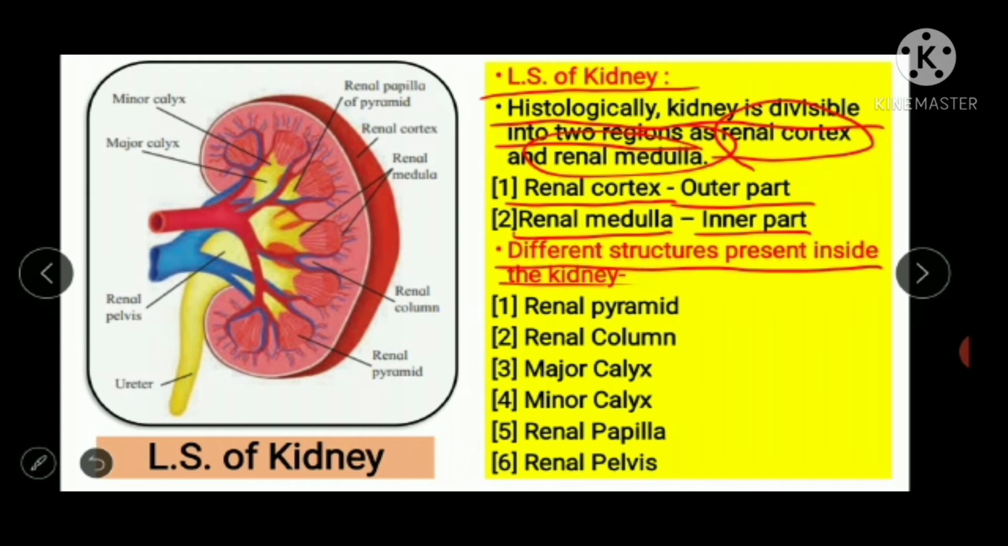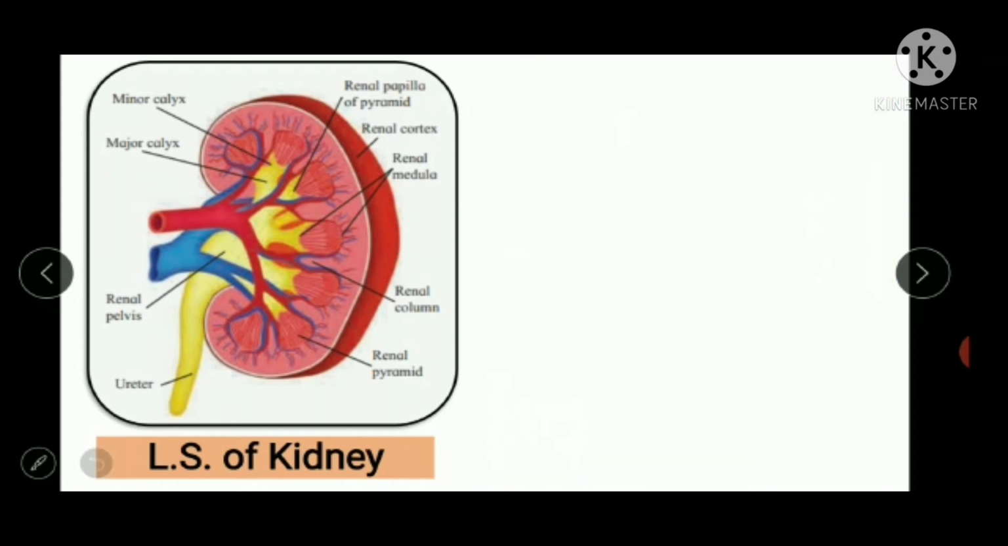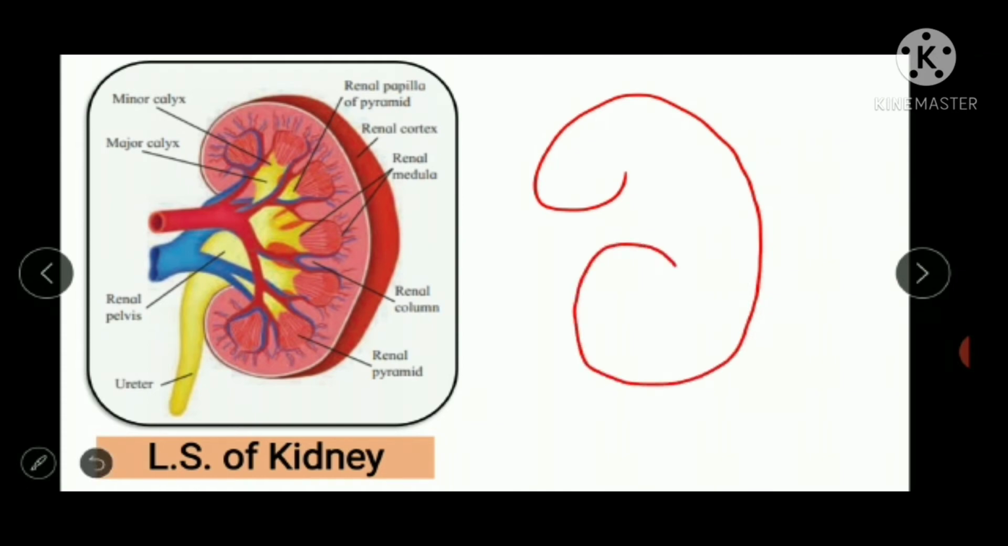First, let us read all the parts and take one by one different structures which are present inside the kidney. They are as follows: renal pyramid, renal column, major calyx, minor calyx, renal papilla and renal pelvis. Now let us study in this diagram one by one. This is the structure of LS of kidney, that is longitudinal section of kidney.